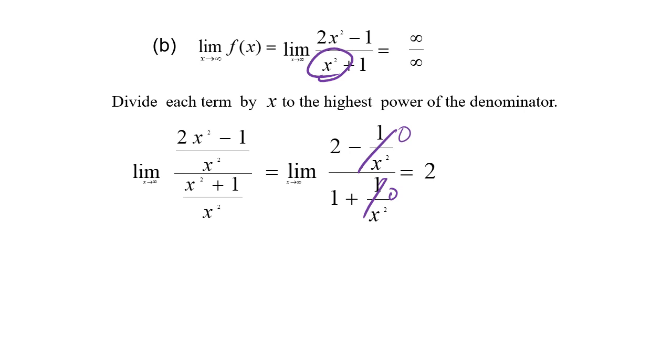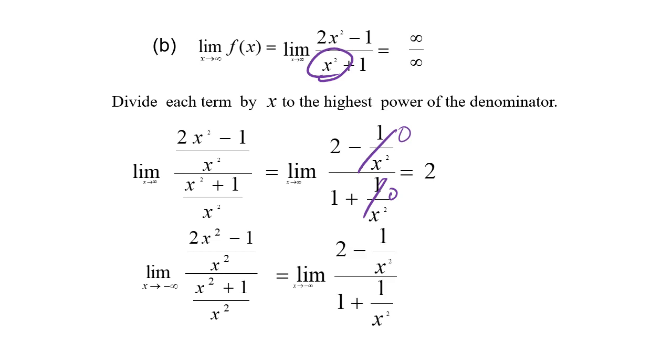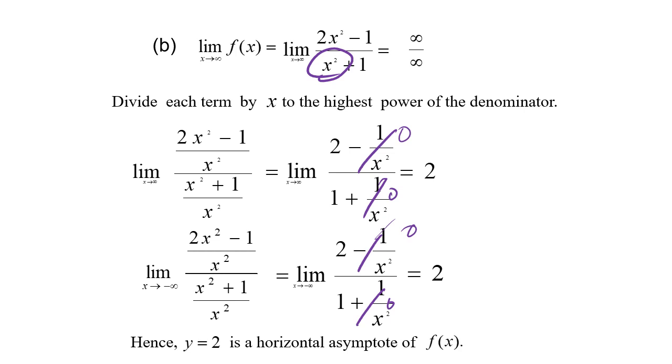Then we find the limit as x approaches negative infinity, using the same steps as for positive infinity. We get 2 minus 1 over x squared, over 1 plus 1 over x squared, as x approaches negative infinity. So 0 here and 0 here, we get 2. Thus, the horizontal asymptote of this function is y equals 2. So we can conclude that y equals 2 is the horizontal asymptote of f(x).